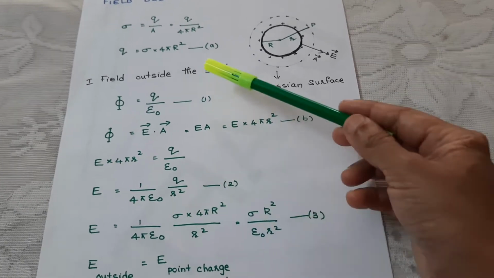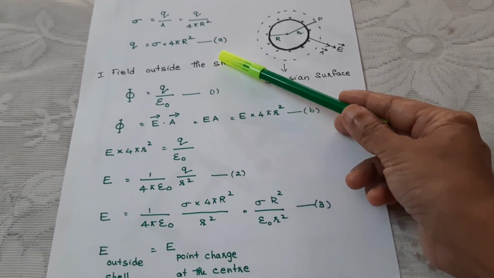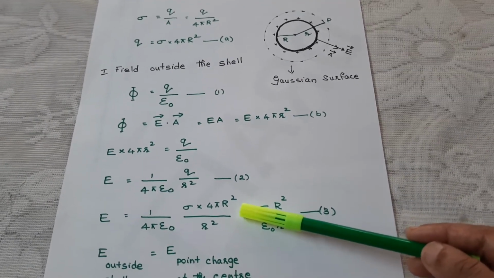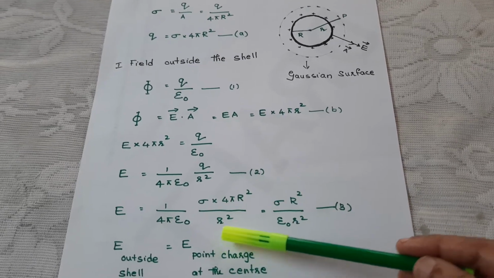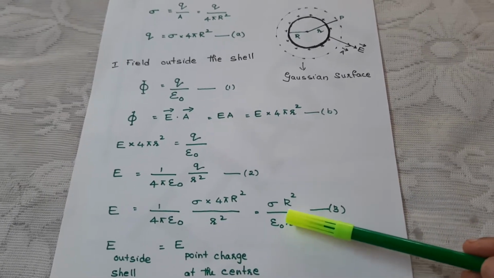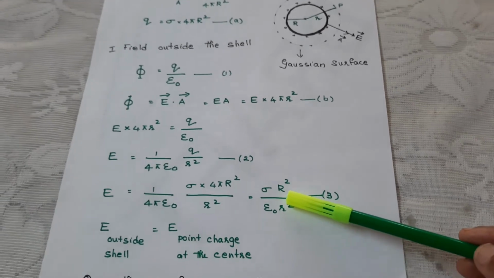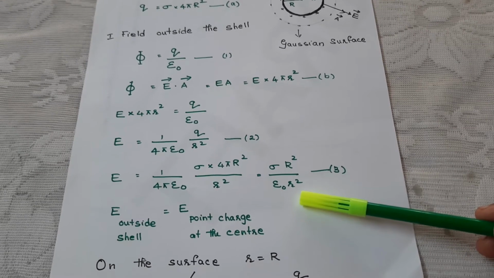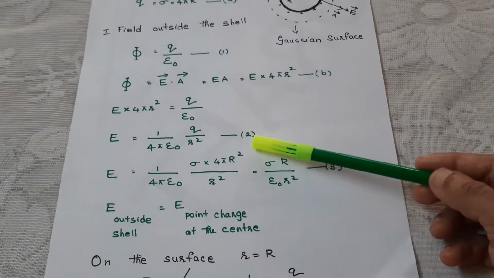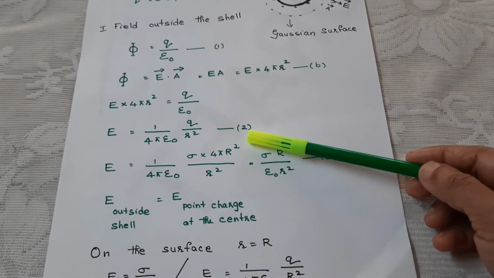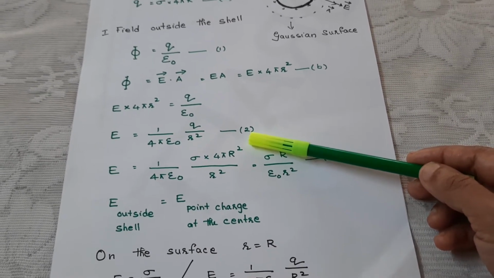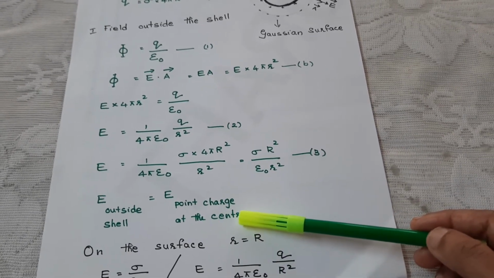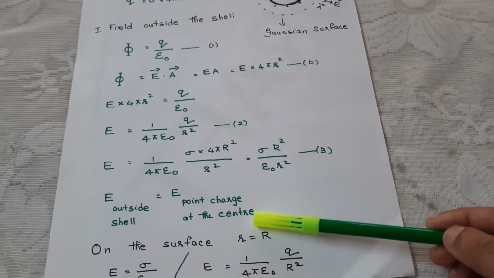Let us substitute the value of Q. Q is equal to sigma into 4 pi capital R square. So you can cancel 4 pi and the electric field is equal to sigma capital R square by epsilon 0 small r square. And from equation 2, it is clear that the electric field at a point outside the shell is same as that due to a point charge kept at the center of the shell.